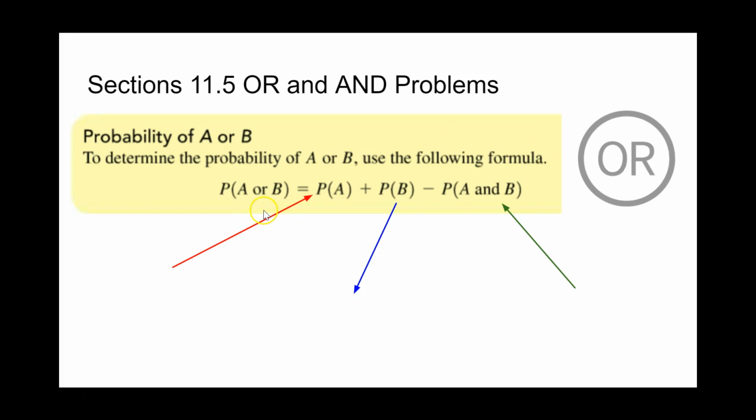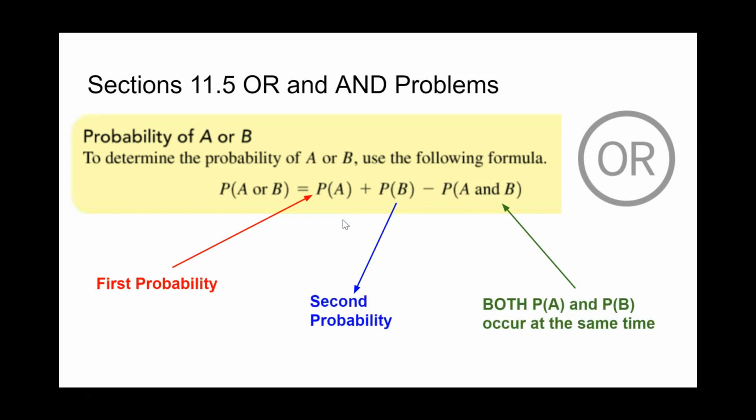when you read the problem and you see the word "or" in the probability, this is the formula we're going to be using: the probability of A plus the probability of B minus the probability of both together. So this is usually designated as the first probability, the second probability, and both if they occur at the same time.